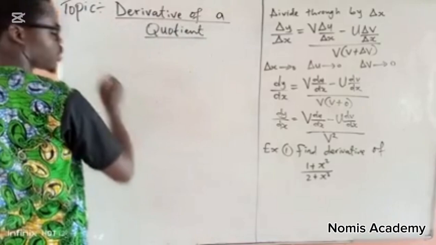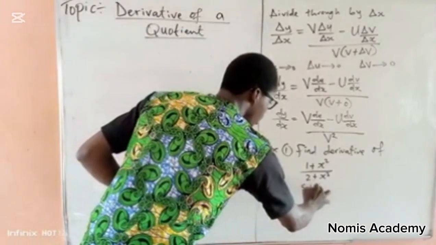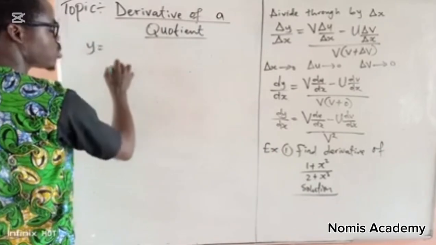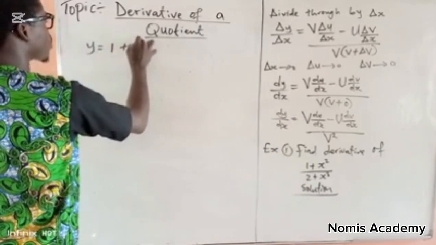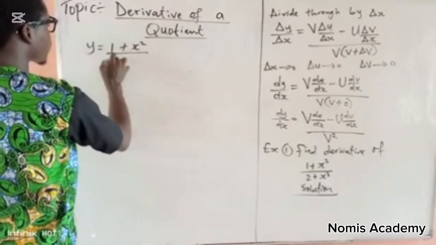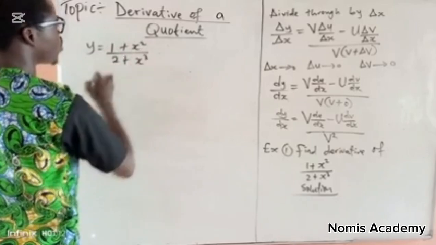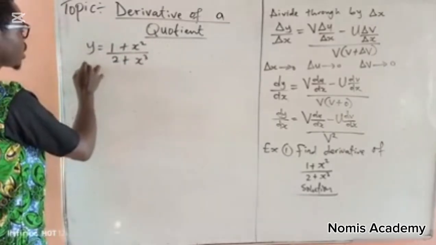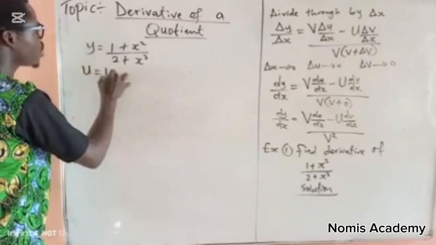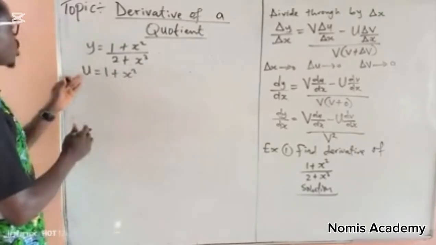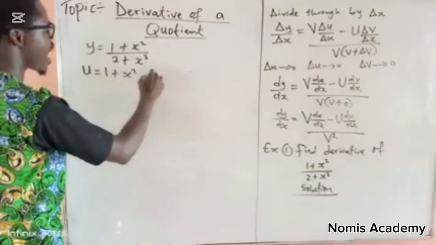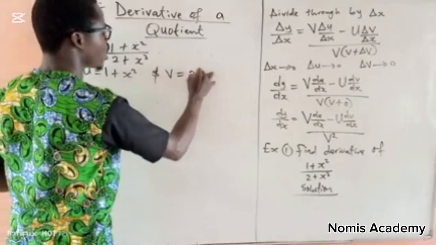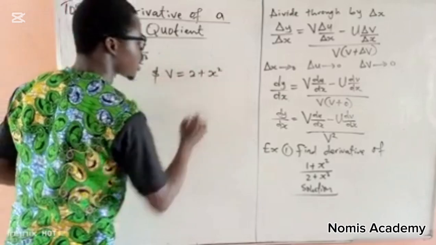Alright, so the solution to this problem is going to be y equal to 1 plus x squared all over 2 plus x cubed. Now we need to identify u and v. Let u equal 1 plus x squared, and v equal 2 plus x cubed.